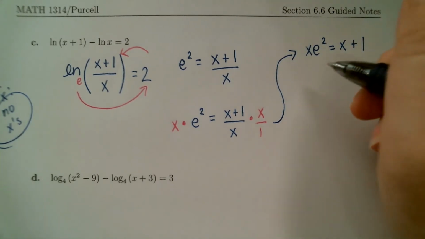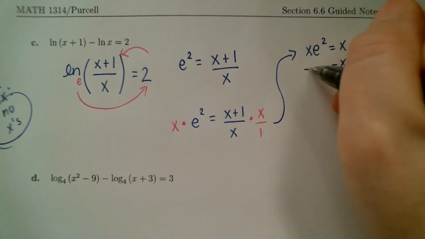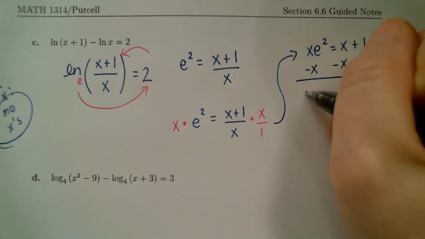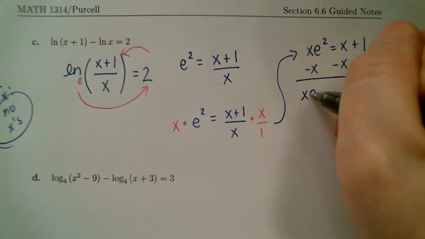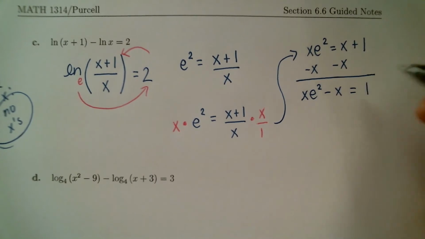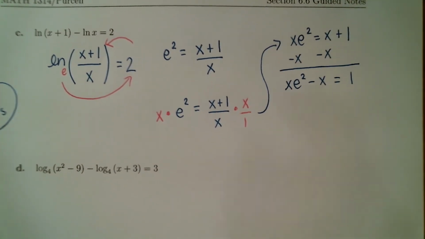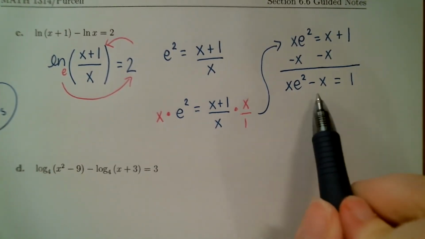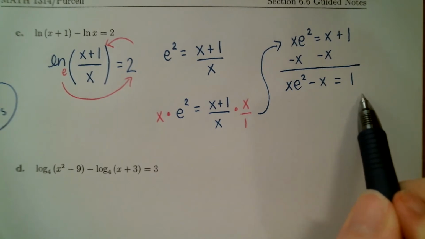Okay, so I'm going to go ahead and move this x over. So I'm going to get x times e squared minus x is equal to 1. So now everything on this side has an x. Everything on the right side does not.